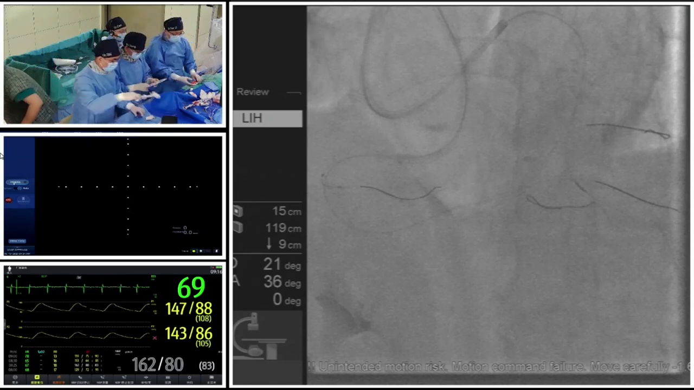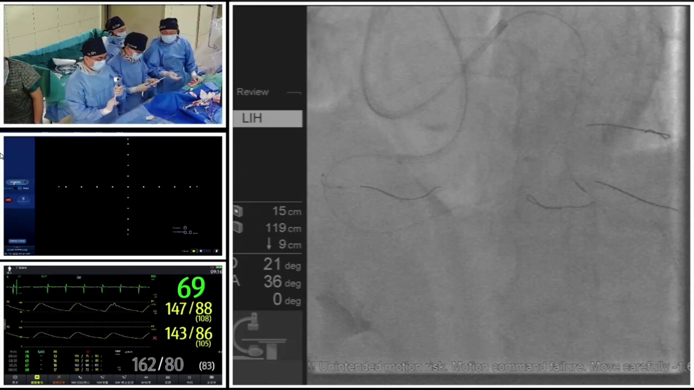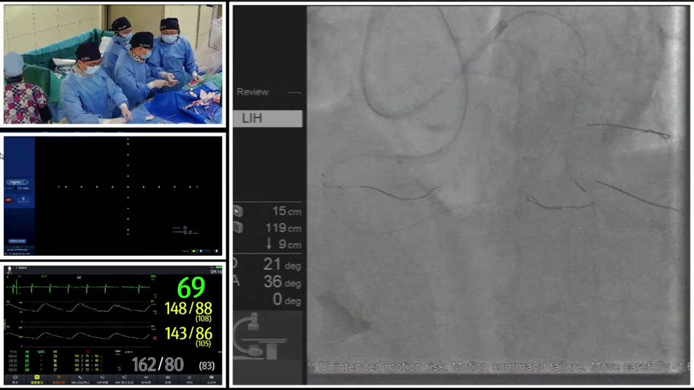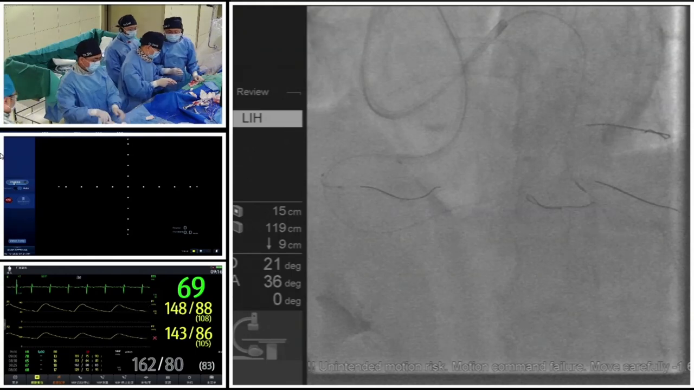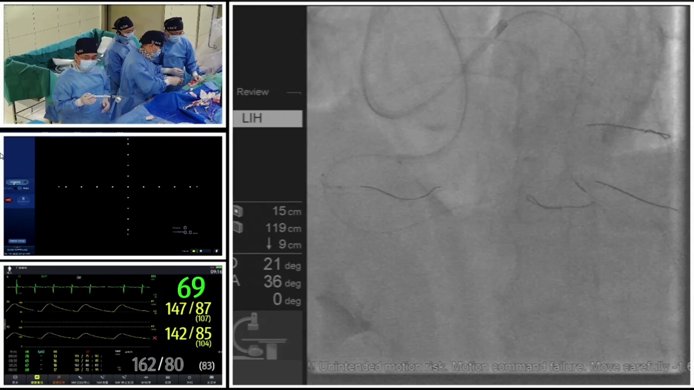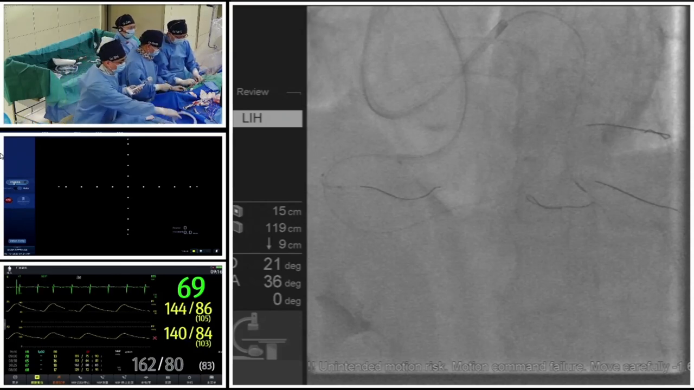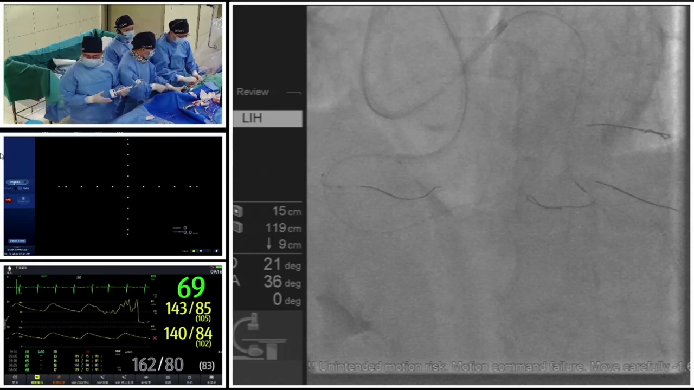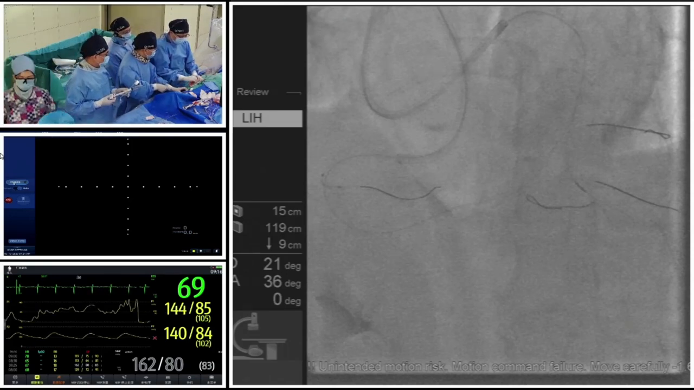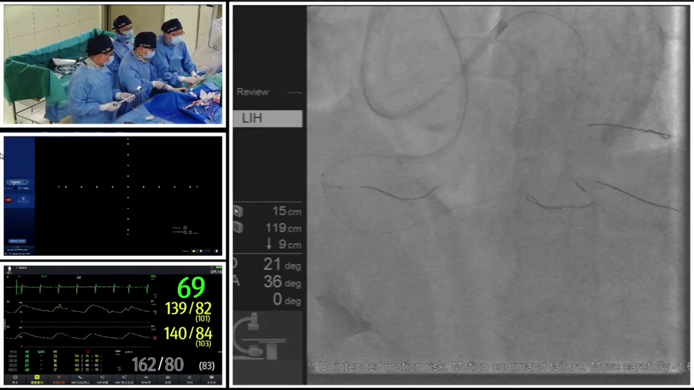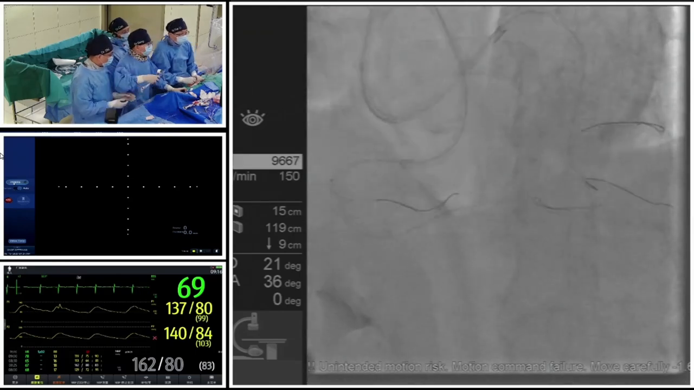So for the Lacrosse balloon, Dr. Chow could introduce some tips and tricks for the use of this balloon. Actually, nowadays we notice that the scoring balloon system is more and more popularly used in daily PCI, because the composition and distribution of the plaque within the CTO segment is more complex compared to that of the non-CTO segment.